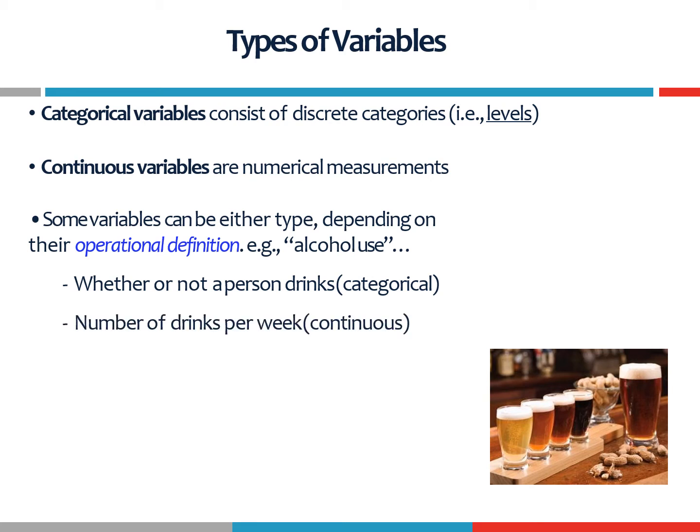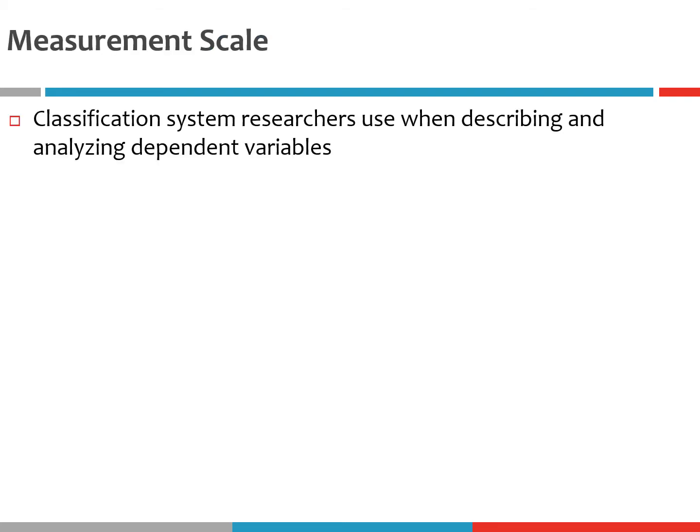Or we could ask them about the number of drinks they consume, right? So we could just get a whole number value from them. So we could either say definitively, do you drink, yes or no, or we could ask them how many drinks they consume on average. Okay. So essentially what we're going to talk about today is the different measurement scales on which the variables that we're measuring lie.